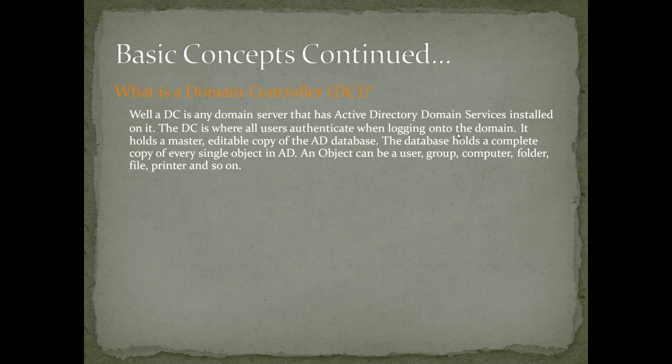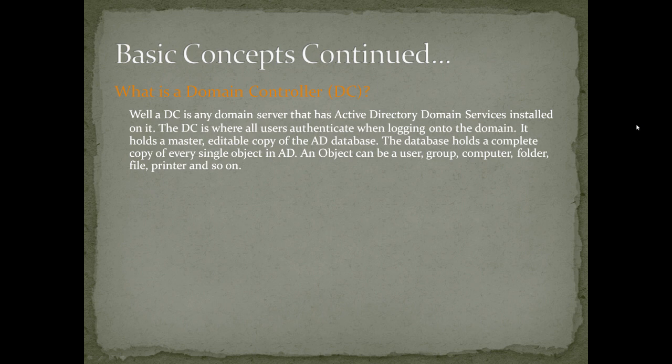And the database holds a complete copy of every single object in Active Directory. An object can be a user, group, computer, folder, file, printer, whatever. That's what an object is. And objects have attributes like your name, your last name, department, email address, things of that nature. Folder, how big, whatever. That's what an attribute is, because you're going to see attributes and objects and a lot of little confusing words. You need to understand what they are. So an object is like an object in Active Directory. User, group, anything that you pretty much put into your Active Directory is considered an object.